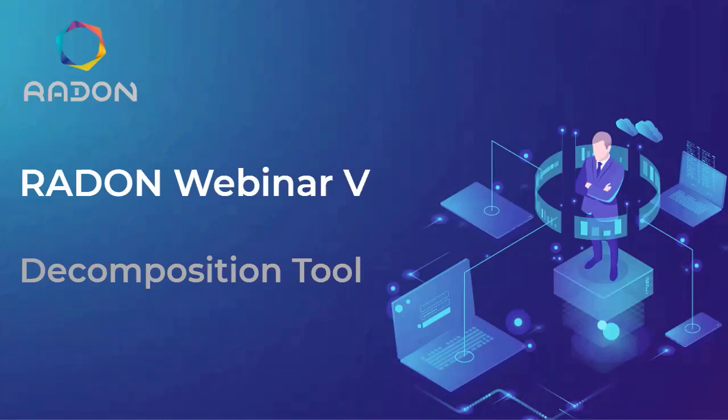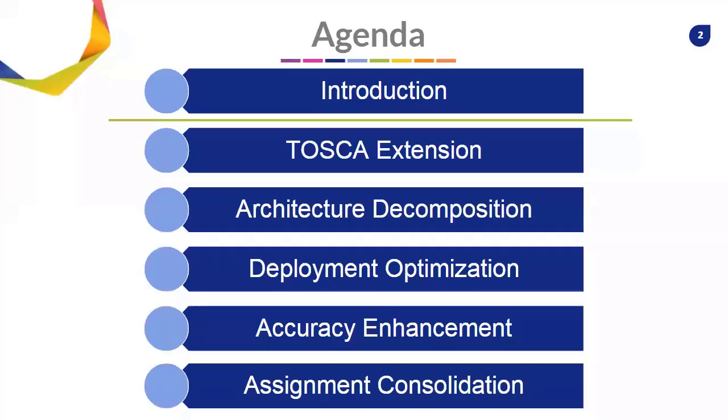Today I'm going to introduce a novel tool offered by the RADON framework called the Decomposition tool. First, I will give a brief introduction to the RADON Decomposition tool. Then, the TOSCA extension needed by the tool is described. The RADON Decomposition tool provides four features: architecture decomposition, deployment optimization, accuracy enhancement, and assignment consolidation. We will look into these four features one by one.